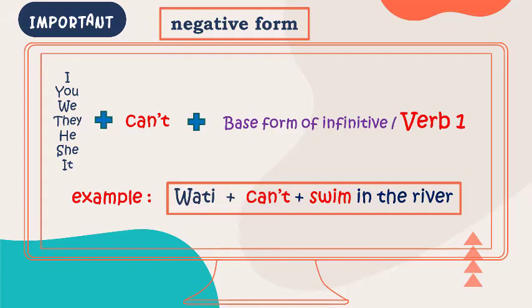In the negative sentence, we can use all of the subjects followed by can't and then add verb 1. Remember, in this case, can't is a contraction from can not.